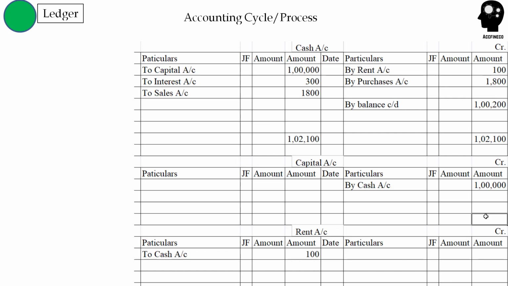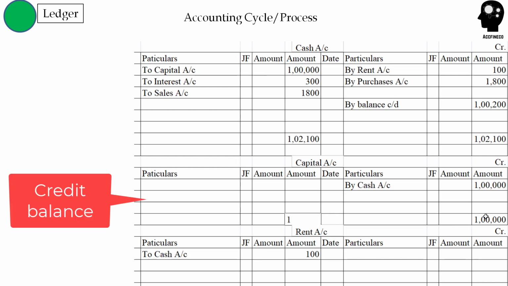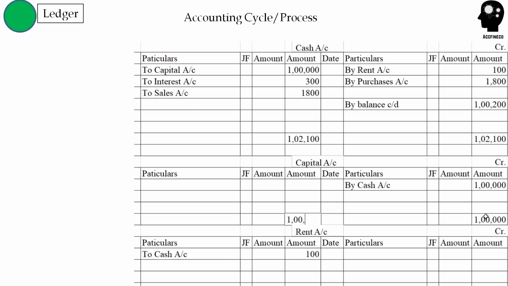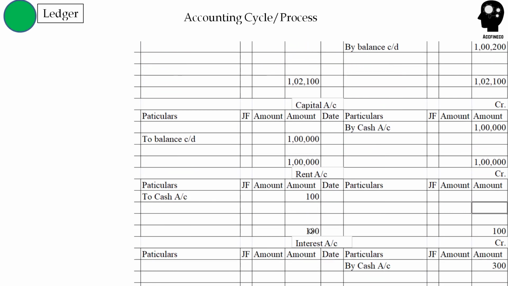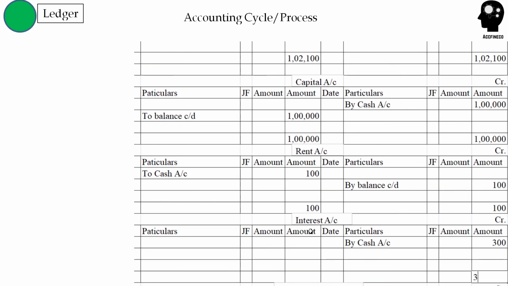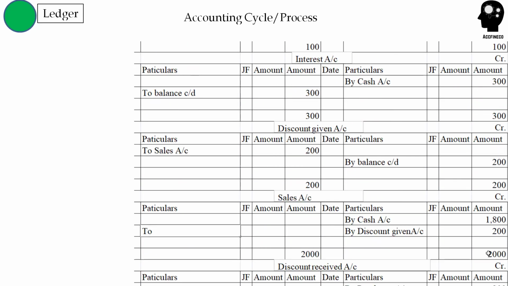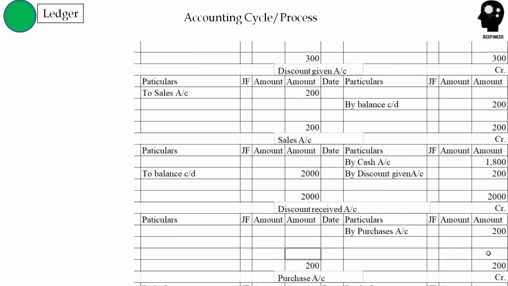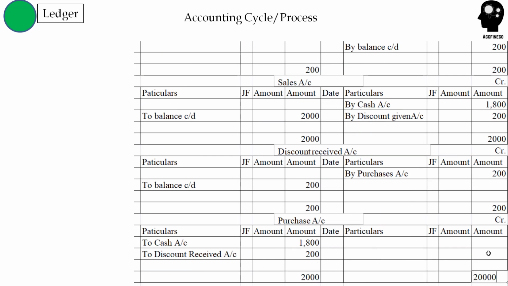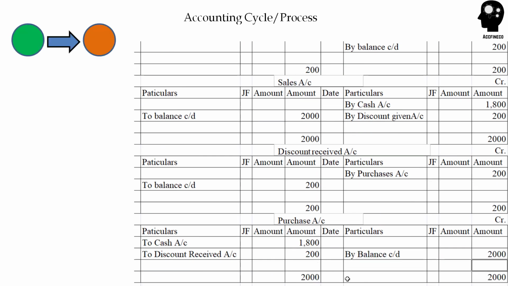Capital account has only a single amount of 1 lakh on the credit side, making the credit heavier. Thus, it has a credit balance. Similarly for rent, it has a debit balance of 100, interest account, credit balance of 300, discount given account, debit balance, whereas discount received is credit balance. Then sales, credit balance, and purchases, debit balance.